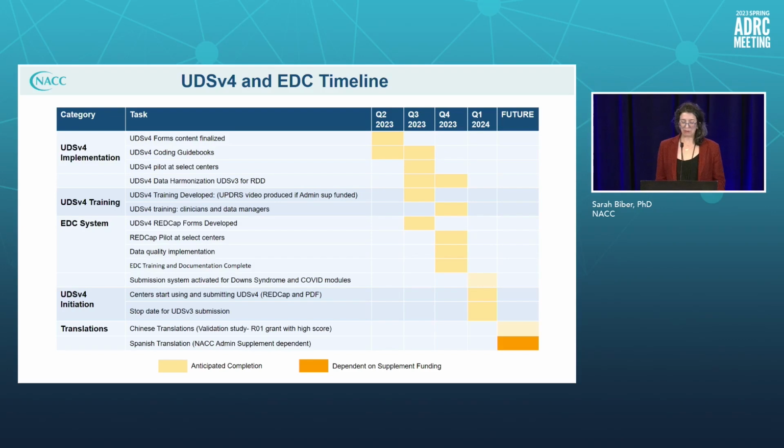So we have built a robust strategic roadmap for rolling out UDSV4. This includes a plan for all the associated QC, EDC, translations, trainings. We applied for an administrative supplement to support Spanish translations, and we'll be finding out about that funding soon.